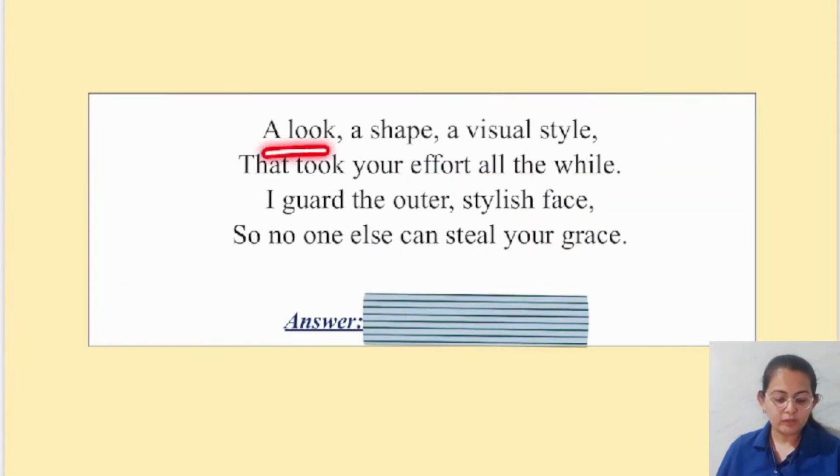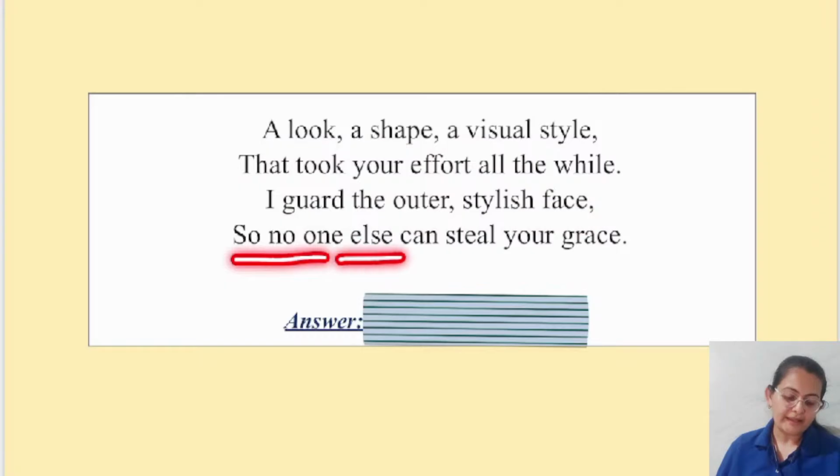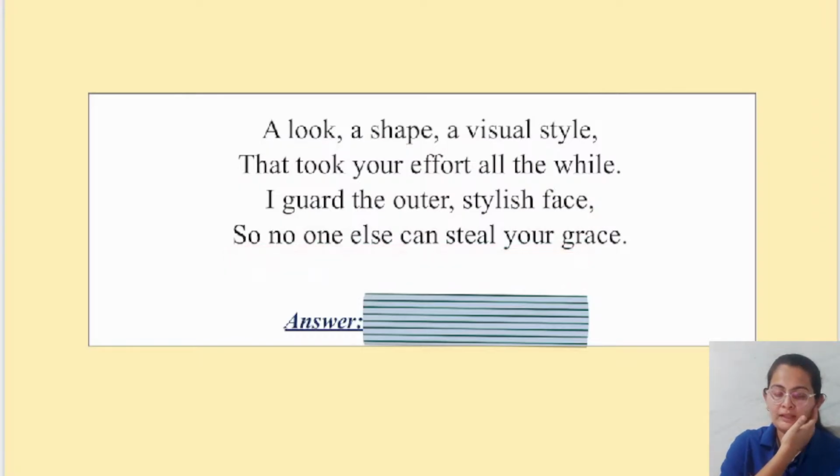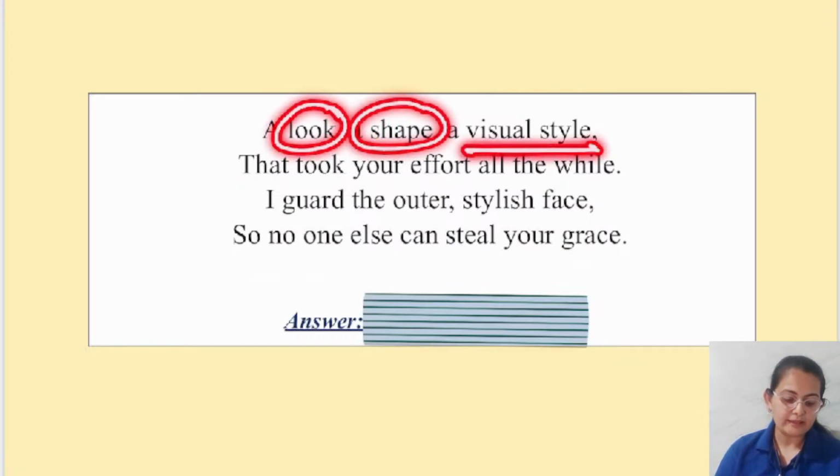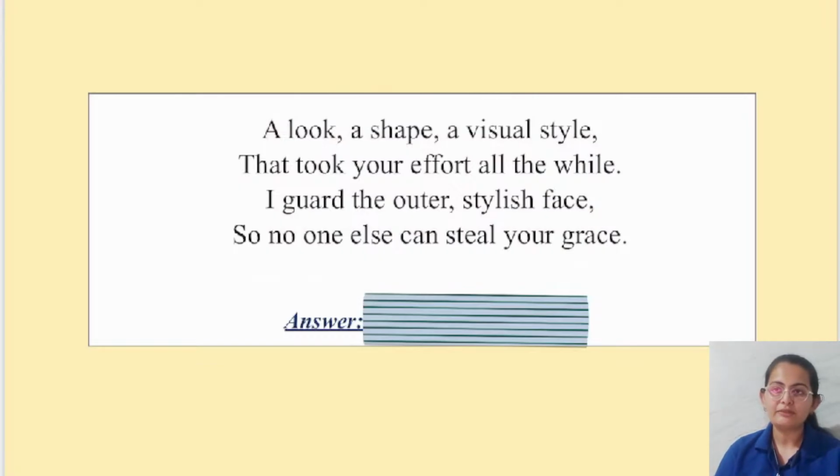Next, can you see a look, a shape, a visual style that took your effort all the while? I guard the outer stylish face so no one else can steal your grace. A look or a shape, this is the keyword, look or a shape or a visual style that took efforts, that you have put efforts into. I guard the outer stylish face so no one else can steal your grace. This is again one Act. Which is that particular Act? Can you name it? Do you remember any Act for this?